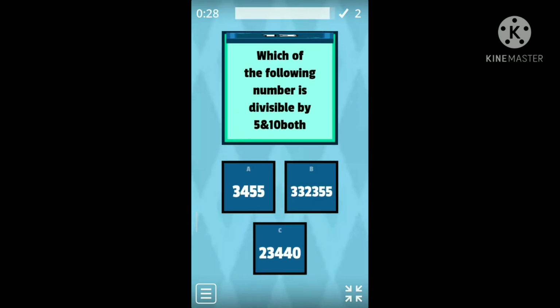Which of the following numbers is divisible by 5 and 10 both? Okay. So we know the divisibility rule of 5. If a number ends with 0 or 5, then it is divisible by 5. If a number ends with 0, then that number is divisible by 10. That should be divisible by both 5 and 10. According to the question, option C will be correct.